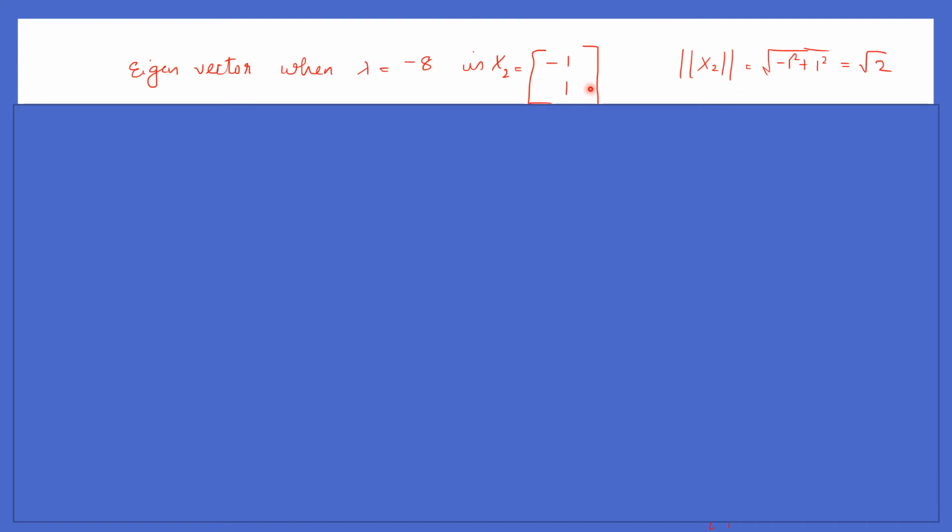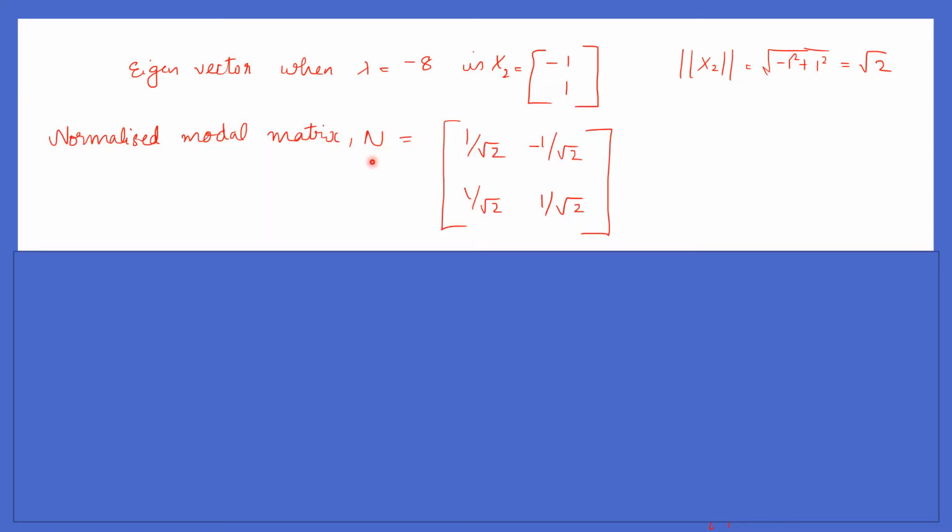So what we are going to do is we have to find out the normalized form of this x2. So x2 will be equal to square root of minus 1 square plus 1 square, which is equal to square root of 2. Now we have to construct our normalized model matrix. Normalized model matrix N can be constructed as a sequence of eigenvectors.